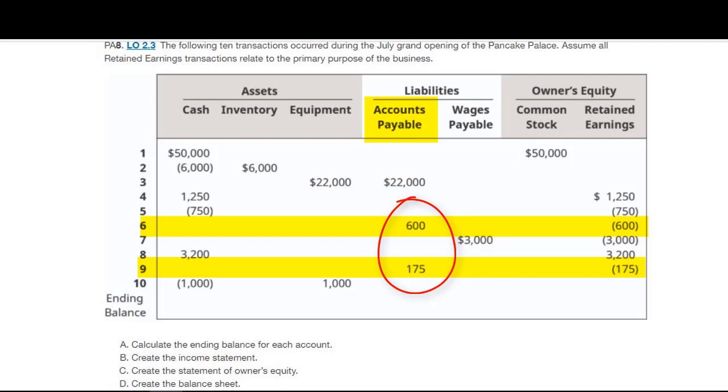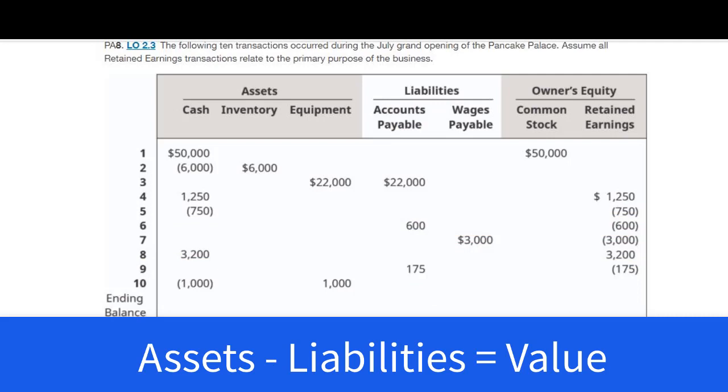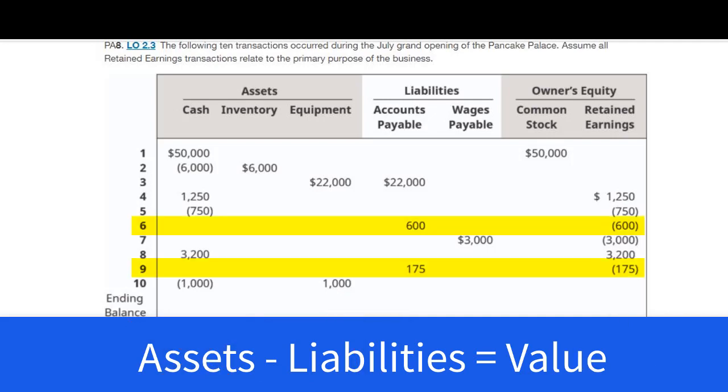liabilities, accounts payable, increase. And so you conclude, well, if A minus L equals V, if assets do not change, but liabilities increase, then value must decrease. That is why in rows 6 and 9, you have decreases in the value.